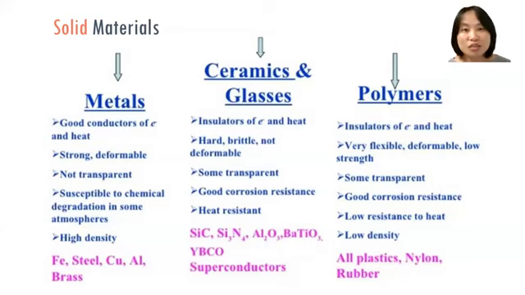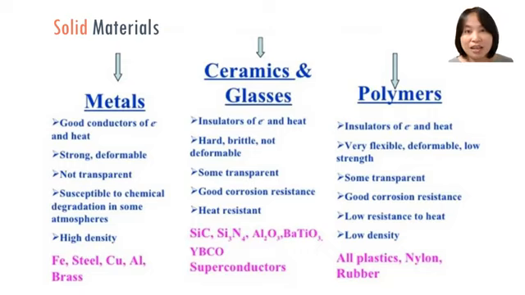I'm going to introduce you to a new type of material, a composite material. But before that, I hope you remember from the previous lecture about metals that they are good conductors of electron and heat, strong, deformable, non-transparent, and sometimes they rust. So they're susceptible to chemical degradation, and have high density, or are heavy.